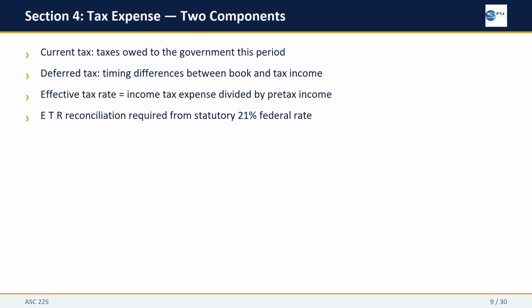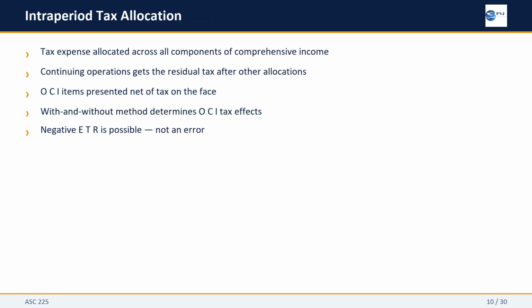Income tax expense has 2 components. Current tax is the liability owed today. Deferred tax captures timing differences, situations where book income and taxable income diverge and will eventually reverse. The effective tax rate is the ratio of total tax expense to pre-tax income. Companies must reconcile from the 21% federal statutory rate to their actual ETR, making every major difference visible to readers.